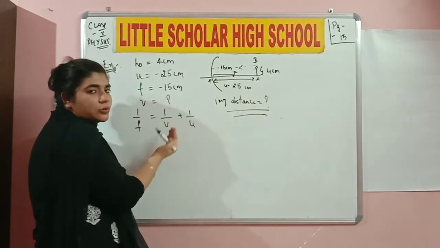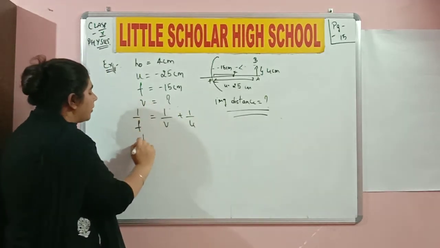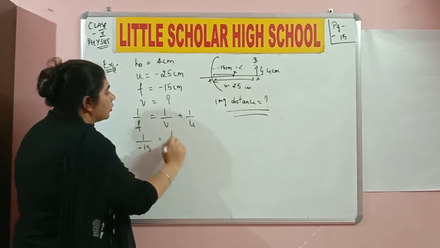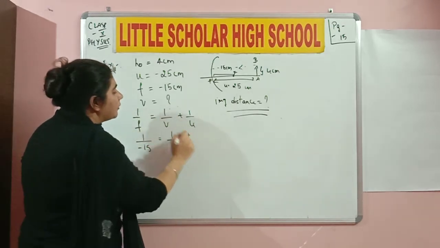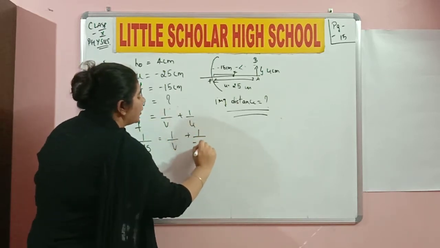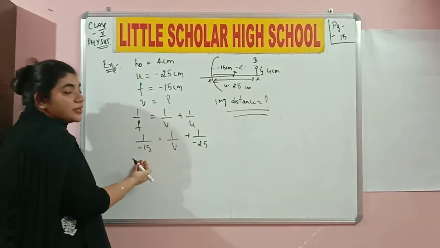You can interchange them also because it is just a plus sign. Okay. So 1 by F. What do I write for 1 by F? 1 by minus 15 is equal to 1 by V. You need to find out what V is, so write V as it is. And what is U given as? 1 by minus 25. I bring 1 by minus 25 to this side.